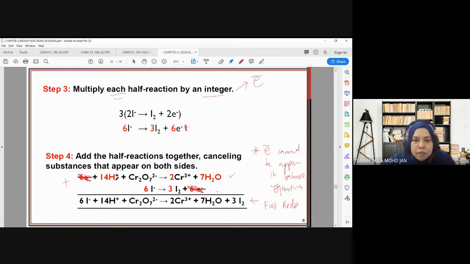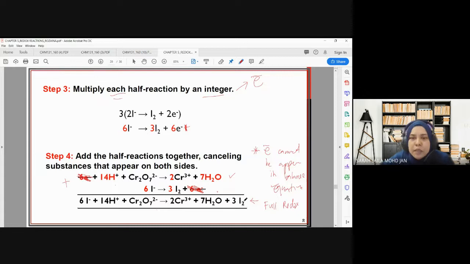And then barulah kita adding. Adding ni maksud dia apa? This reactant belah kiri, you tambah saja. So ini 6I- tambah dengan 14H+, tambah dengan chromium. And then tak ada apa yang dah perlu tambah dah. We go for the next side, the product side. And then 2Cr3+, plus 2H2O, plus 3I2. And then this is our full redox balance equation.